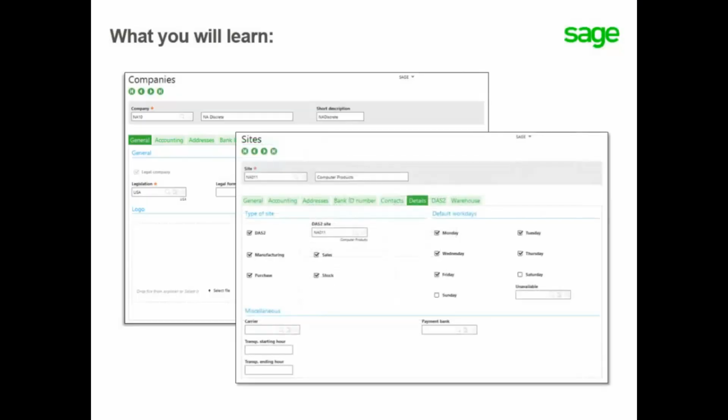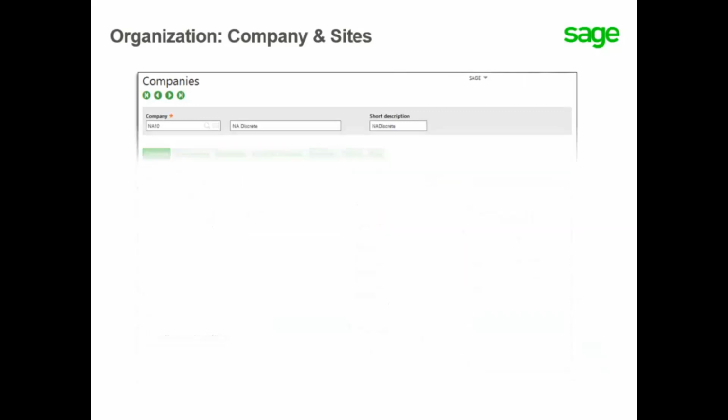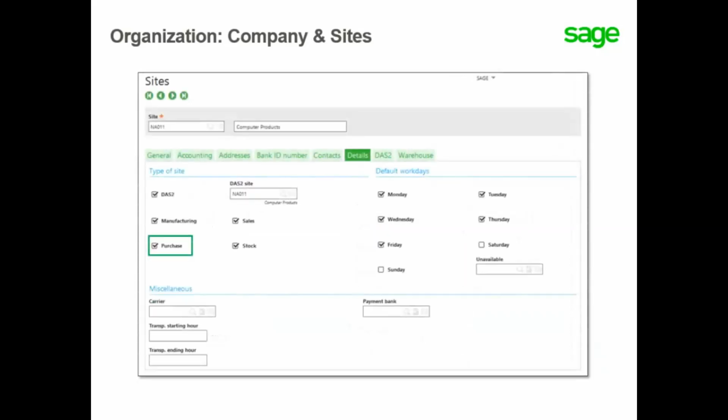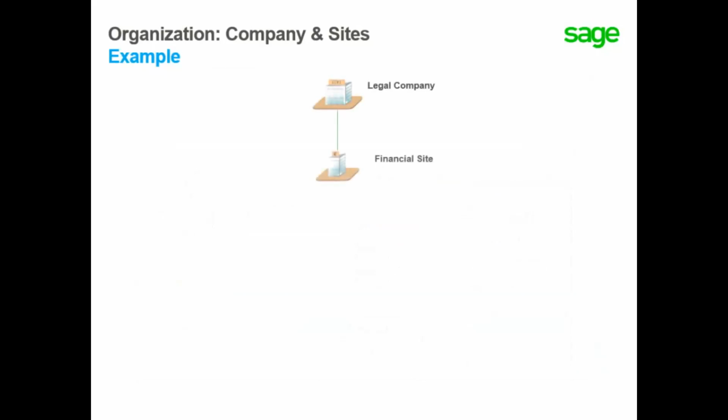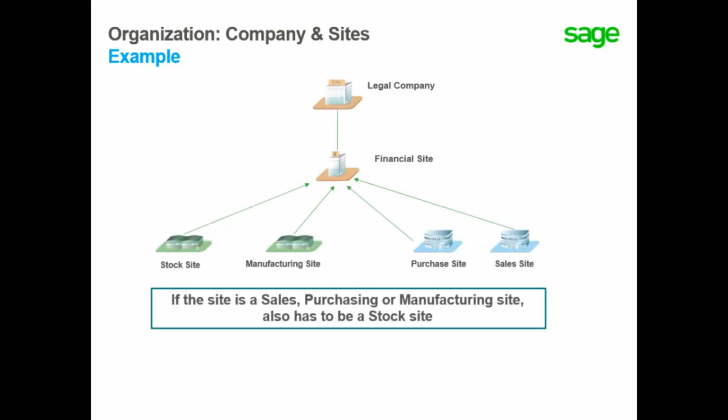In this topic, you'll be able to understand the site settings for purchasing. Now, in understanding sites as it relates to purchasing, after defining the company, you define the site as a purchasing site. A single company can have multiple sites, and these sites can be sales, purchasing, manufacturing, or stock sites, or any combination of the four. Also, if the site is a sales site, purchasing site, or manufacturing site, it has to be a stock site as well to store stock.